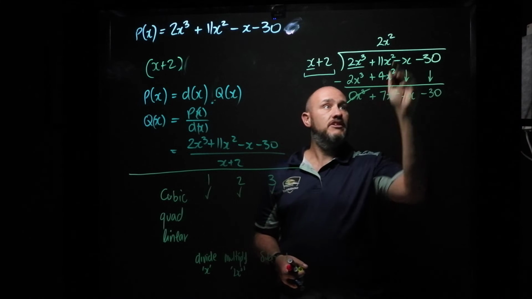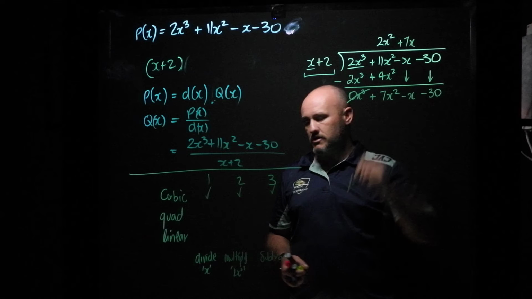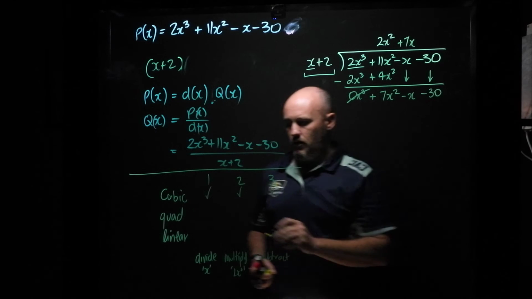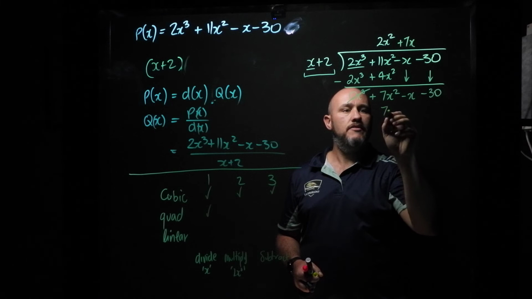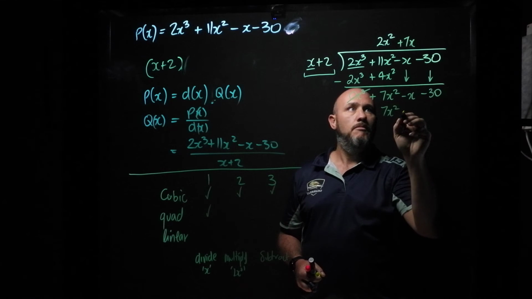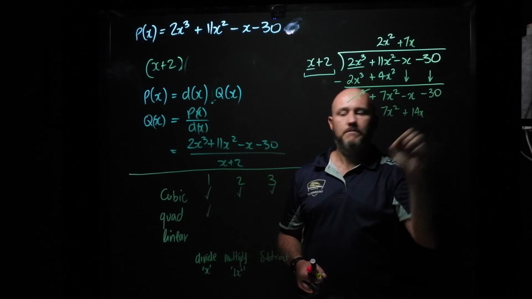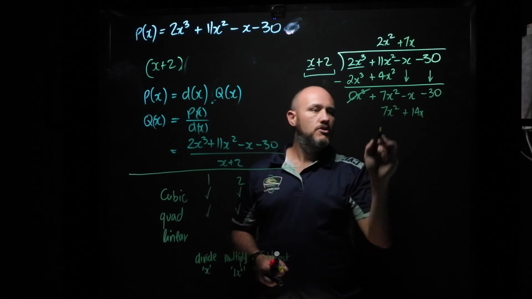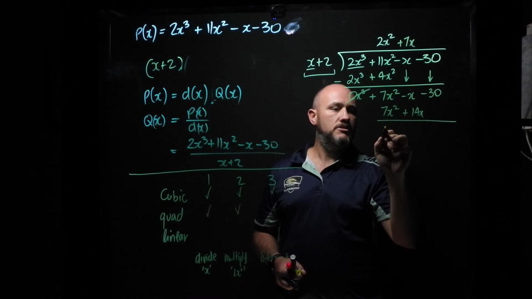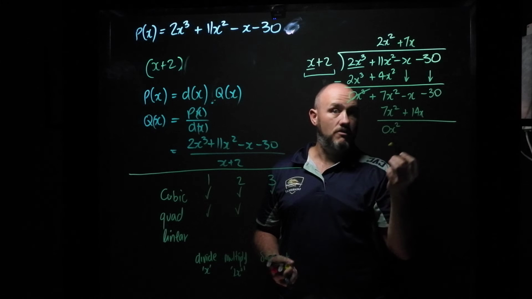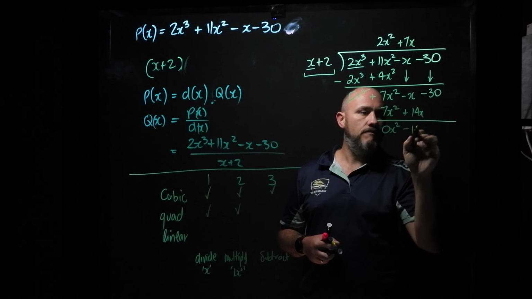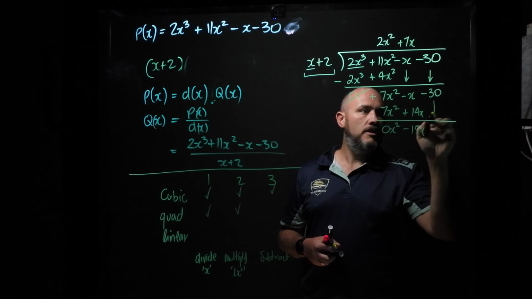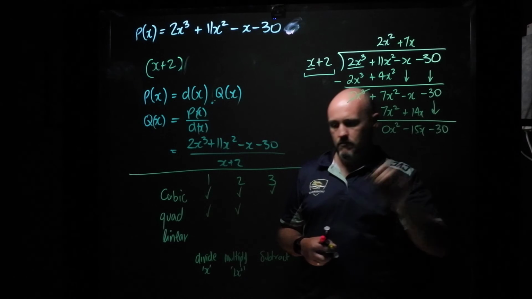How many x's in 7x squared? Plus 7x. There we go, quadratic. Tick. 7x times this whole thing, 7x squared plus 14x. Tick. Do a subtraction, 7x squared minus 7x squared is 0x squared, which is why we've achieved what we set out to achieve. Negative x minus 14x is negative 15x, and then I bring that guy down, negative 30.